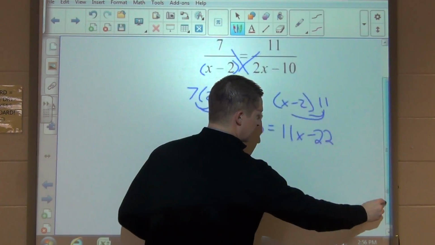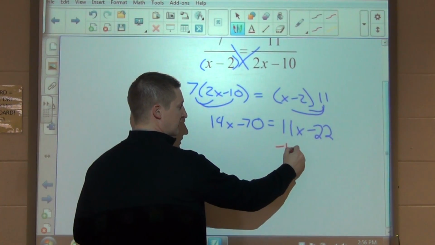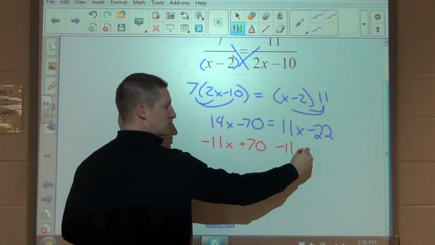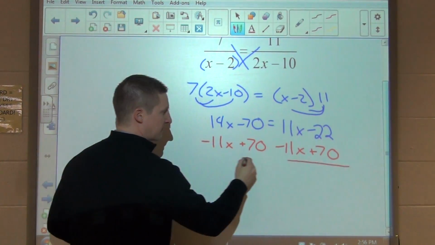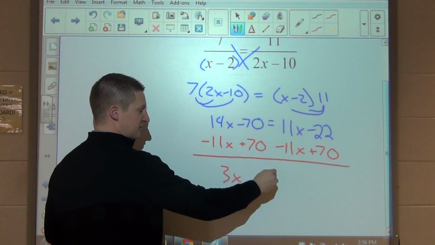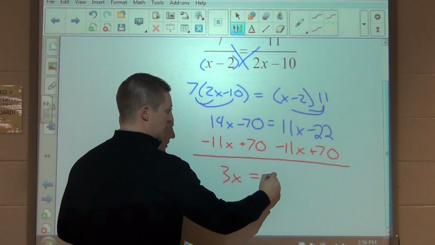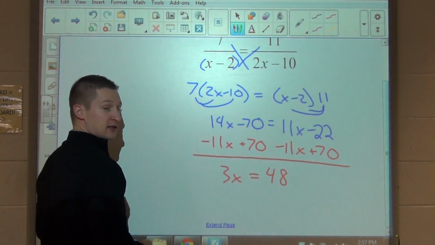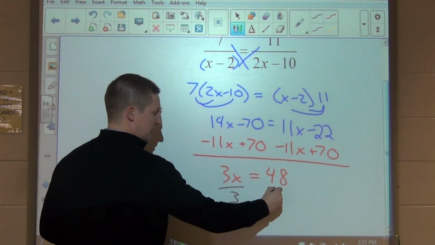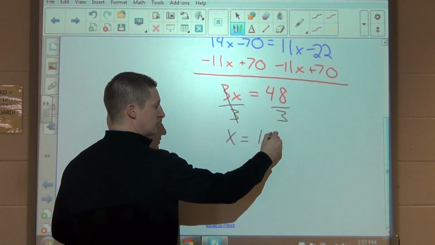And again, I just need to get x all by itself. I'm going to combine some like terms by subtracting 11x from both sides. I'm going to add 70 to both sides. 14x minus 11x is 3x. The 70's cancel. The 11's cancel here. Negative 22 plus 70, that's 48. And now the last step to solve for x is I need to divide both sides by 3. So I can say that x is equal to 16.